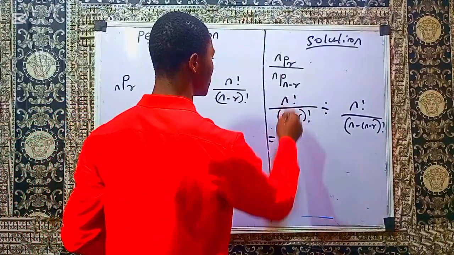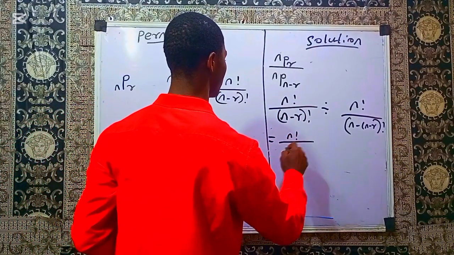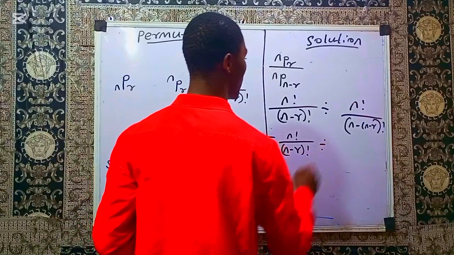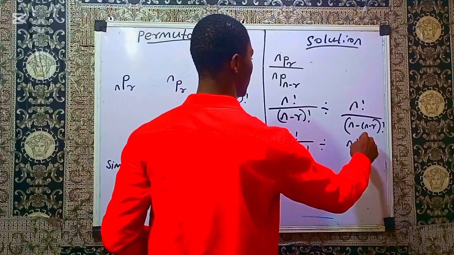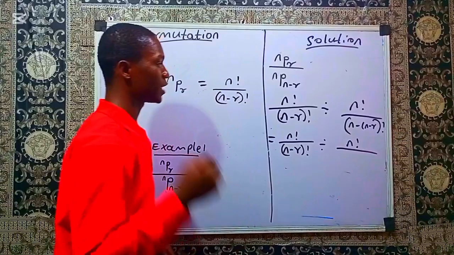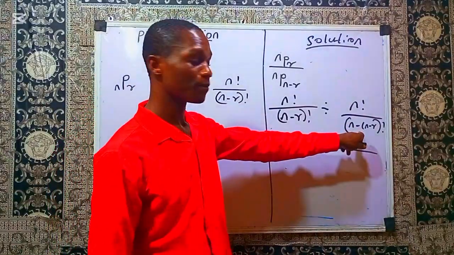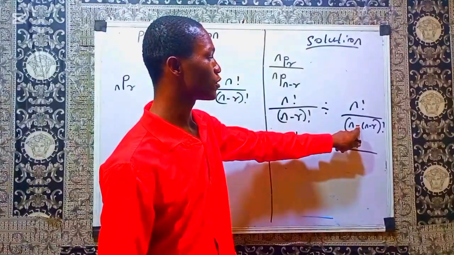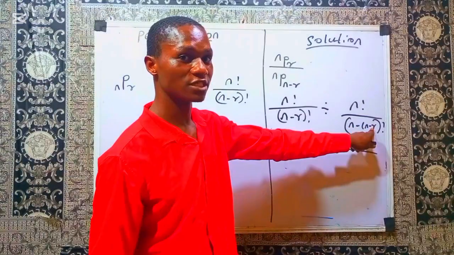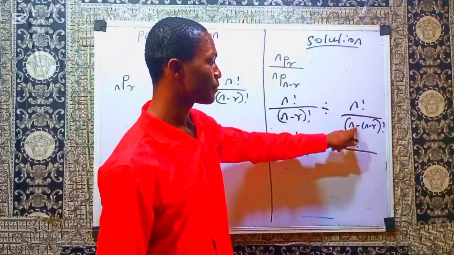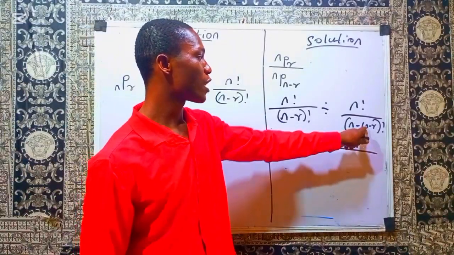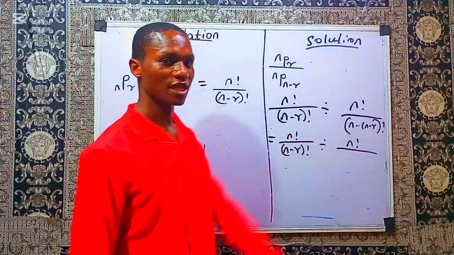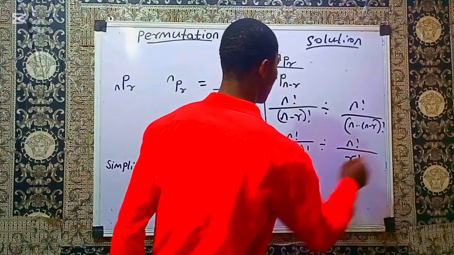So this one gives us n factorial all divided by n minus r factorial, divided by n factorial all divided by, if you open this bracket, you are going to have n minus n. Then this minus here, when it goes to minus r, you change r to plus. But n minus n is 0. So you are going to have positive r. Remember I have factorial outside here, so you are going to have positive r factorial.